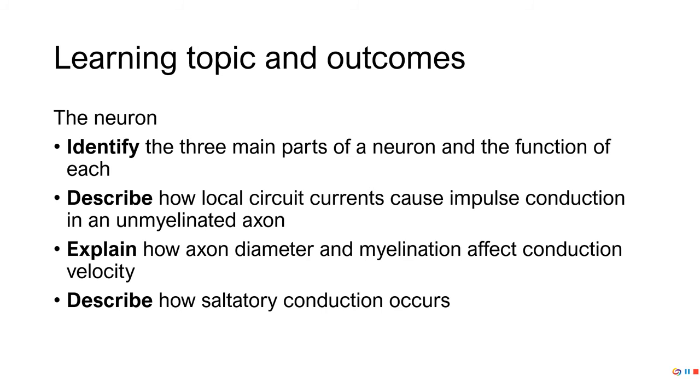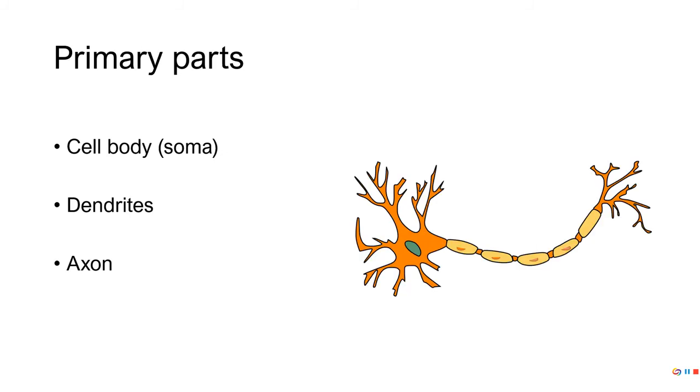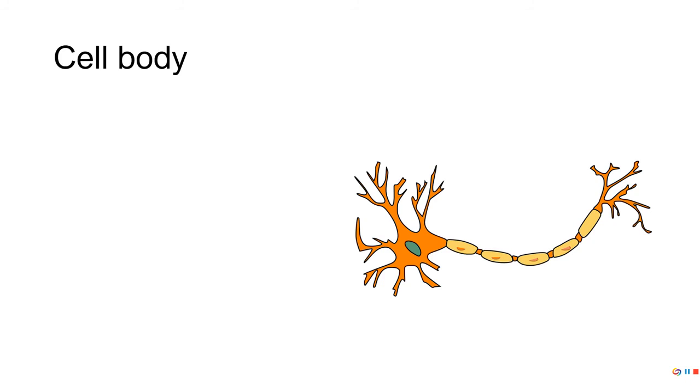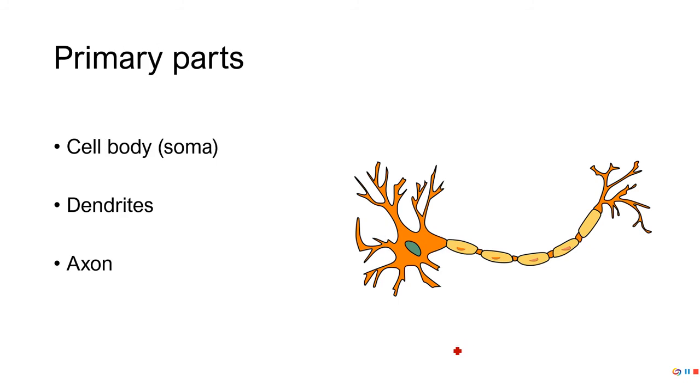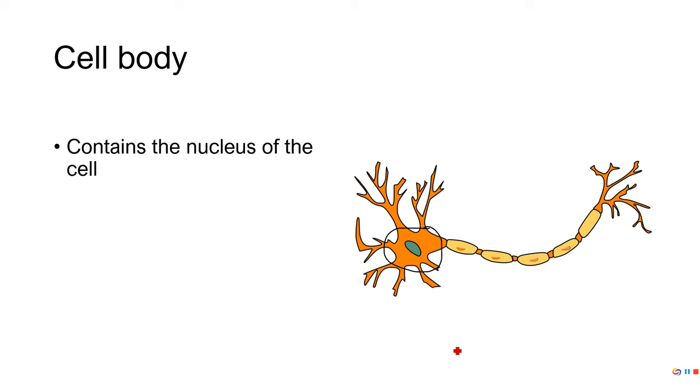There are 4 of them. Now when it comes to a neuron, there are 3 main parts. The cell body, which is also referred to as the soma, the dendrites, and the axon. Now the cell body is shown here by this circle. And this is where the nucleus, which is this little green thing in the middle, is located.